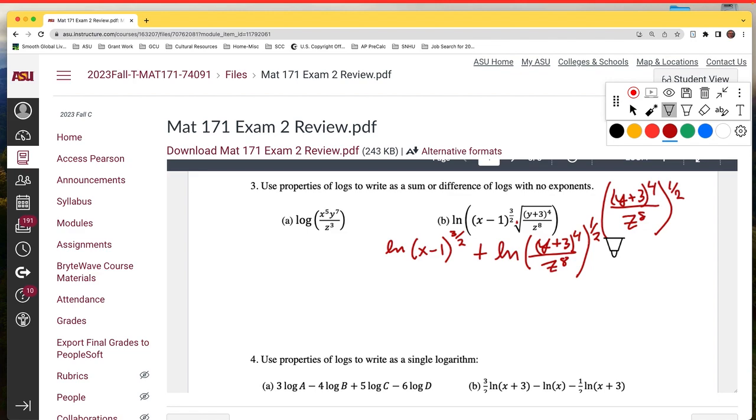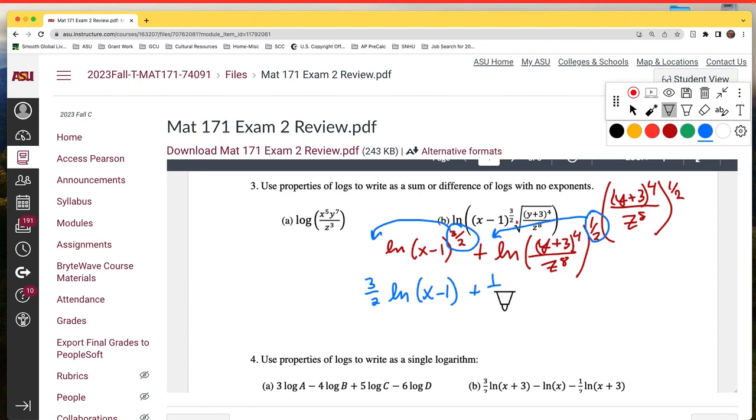Next step, we're still unpacking this stuff, is to get those exponents to go down in front. So I'm going to take the 3/2 and it will come down in front. I'm going to take the 1/2 and it's going to come down in front. So then we have 3/2 natural log of x minus 1. We are now done with that first one. It's been expanded as much as it can be expanded. There's not a property that x minus 1 now becomes division, it's all that's in there. So that part's done.